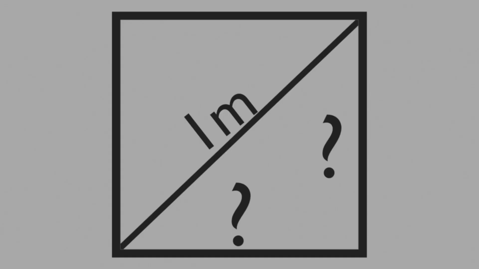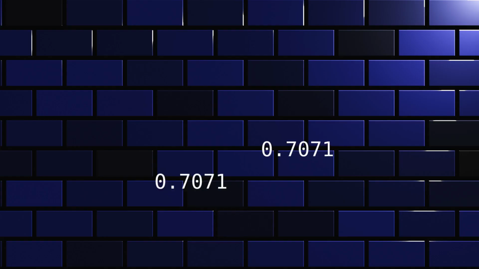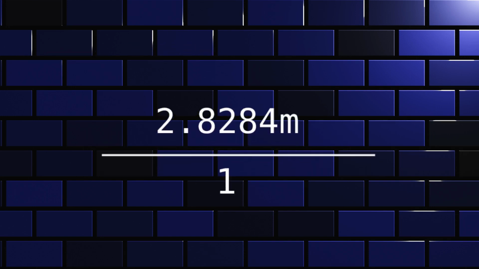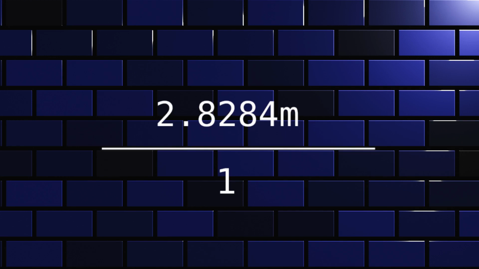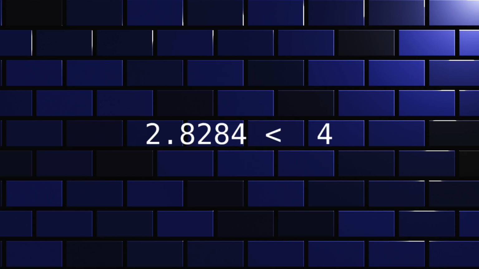And for the perimeter of the smaller square, since we don't know the length of its sides, we have to use trigonometry to find them. By adding the lengths of all the sides, we get 2.82 meters. To get the lower limit of pi, we divide the perimeter by the circle's diameter, and we again get the same answer, that is 2.82. So now we know that the value of pi lies somewhere between 2.82 and 4.